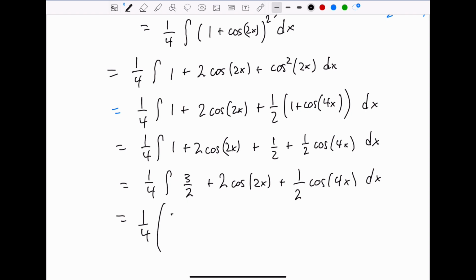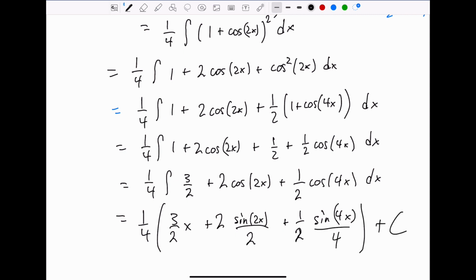1/4 times the quantity, 3/2 x. The antiderivative of cosine of 2x is sine of 2x divided by 2. So I have 2 times sine 2x divided by 2. The antiderivative of cosine of 4x is sine of 4x divided by 4. 1/2 times sine of 4x divided by 4, add a plus C, and there is our answer. We could double check if we took the derivative. The derivative of this rather long expression is cosine to the 4th of x.